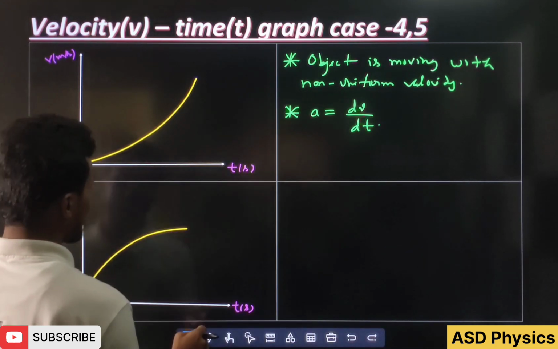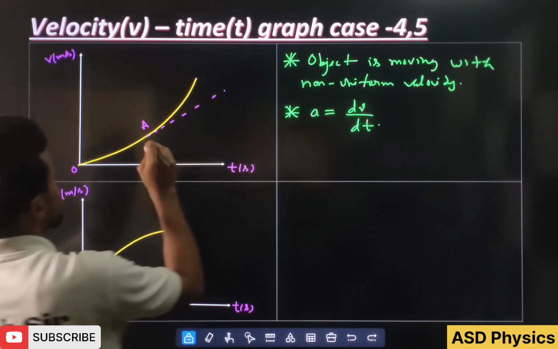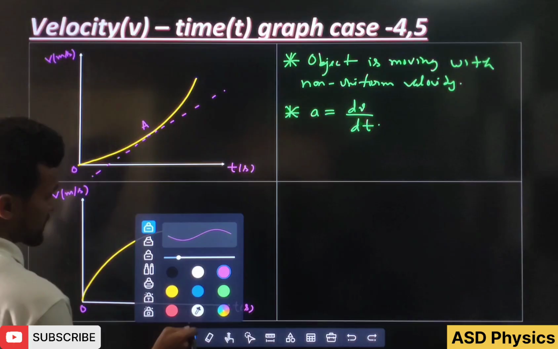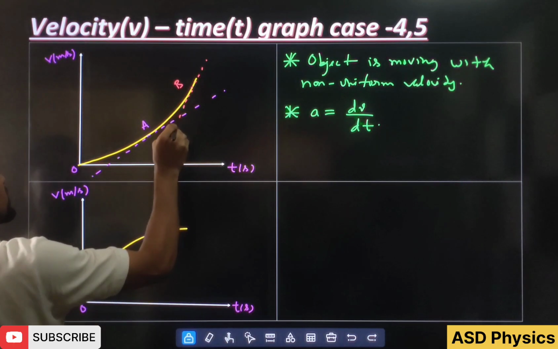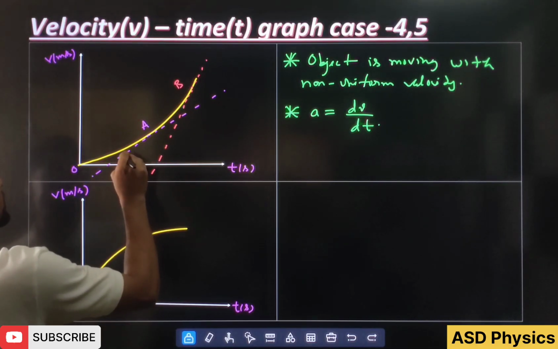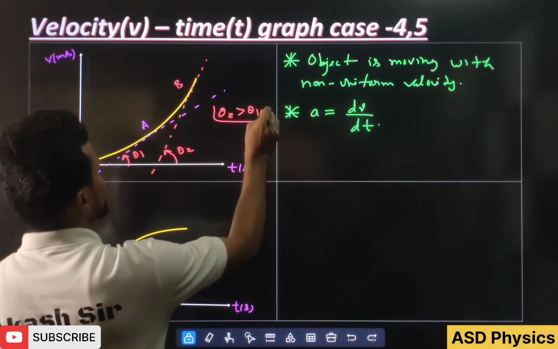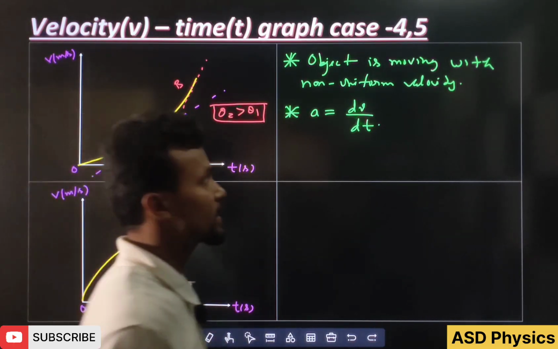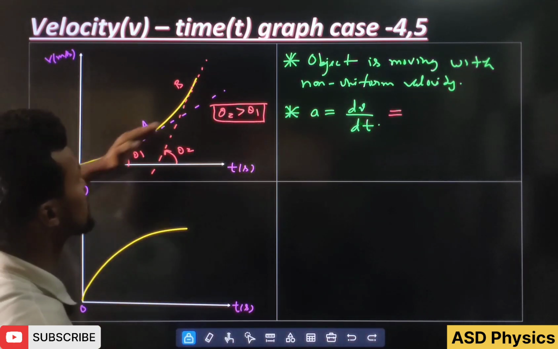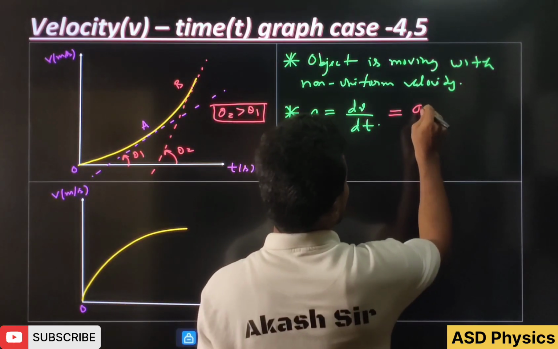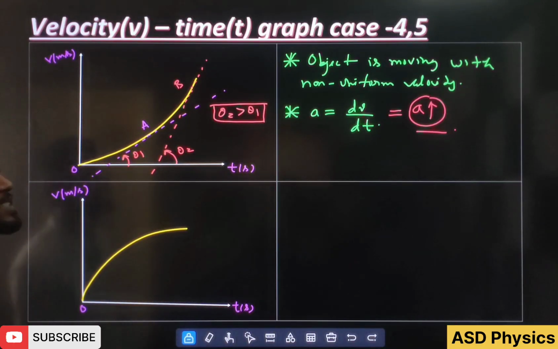Here again I am telling you we have to take the slope. So if I talk about point A, just take the slope like this here. Similarly if we talk about, let's take for example point B, you have to draw the tangent like this. Let's take this angle theta 1, this angle theta 2. So theta 2 is greater than theta 1. That means acceleration is dv by dt, and in this situation acceleration is increasing with the time because the slope keeps on increasing. So acceleration is increasing with the time.